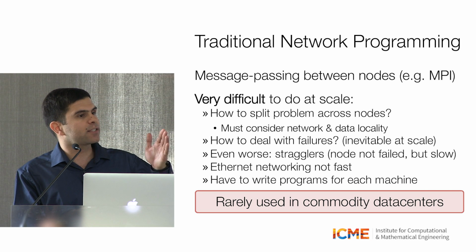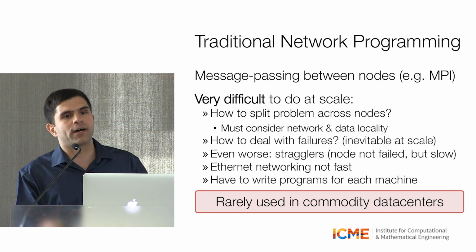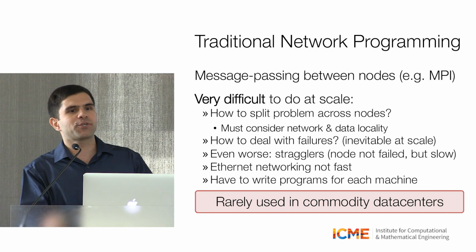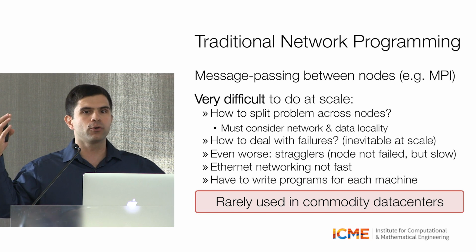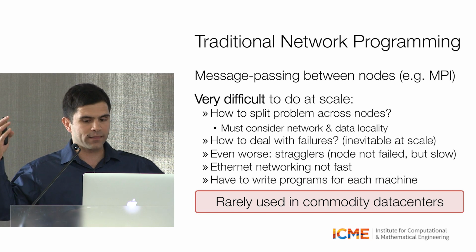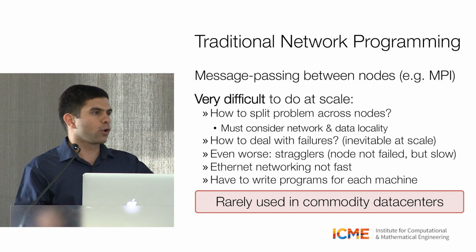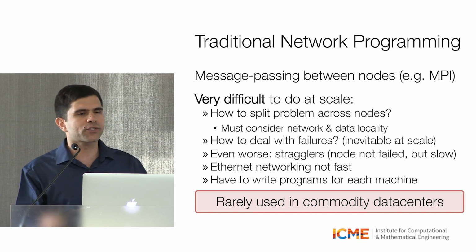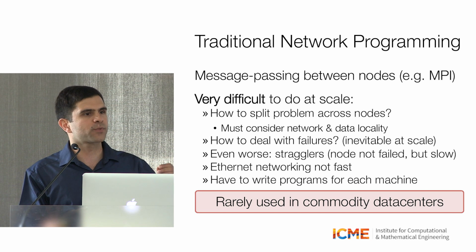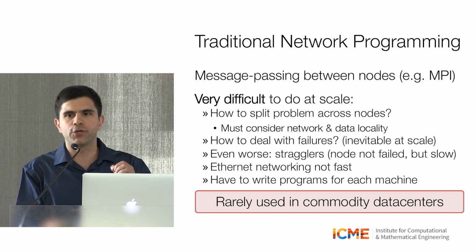Your computation is not done when the last machine is done. So you have to wait for the last machine to finish, which means you have to figure out how to design your algorithm such that the very last machine finishes as fast as possible. You know that Ethernet networking is not fast, and worst of all, you would have to write algorithms for every type of machine and processor in your cluster.